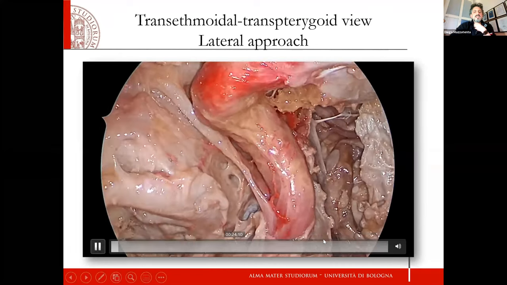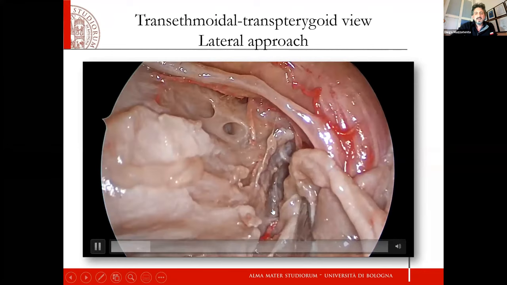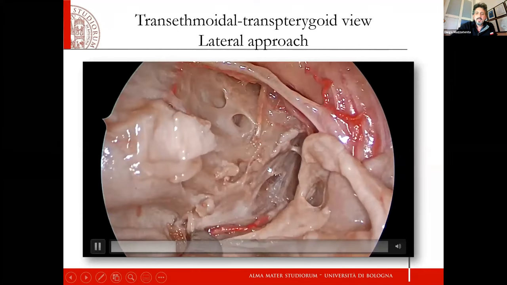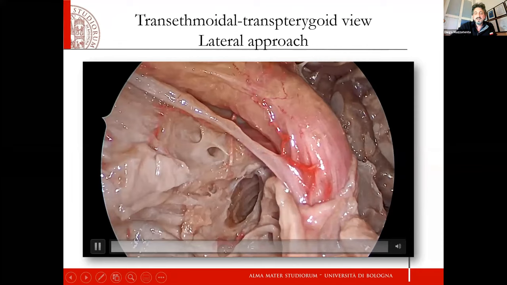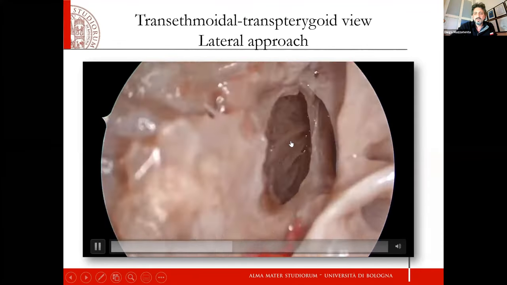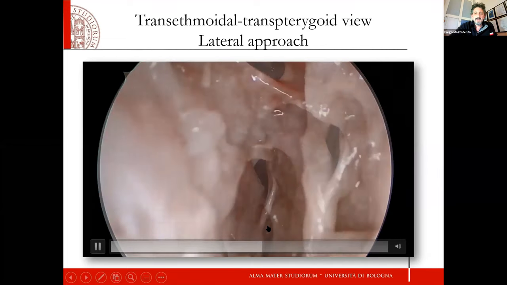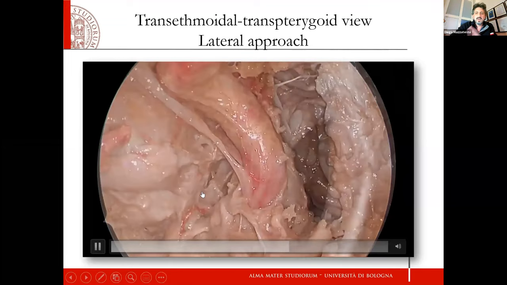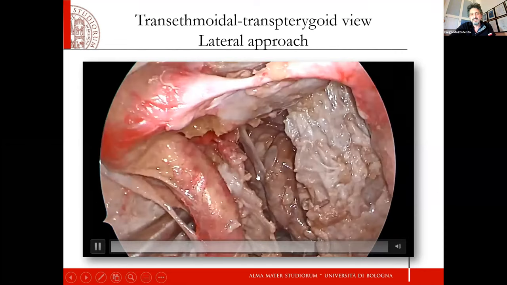In this anatomical dissection, we can see the opening, ventrally, of the Meckel's cave. This is the carotid artery, and the 6th cranial nerve. This is the anterior part of Meckel's cave. You can see the opening ventrally, the Meckel cave, empty, without any tumor. You recognize the fibers of the trigeminal nerve, and you can follow the fibers of the trigeminal nerve until the porus, and gain access to the posterior fossa, as you can see with this instrument.